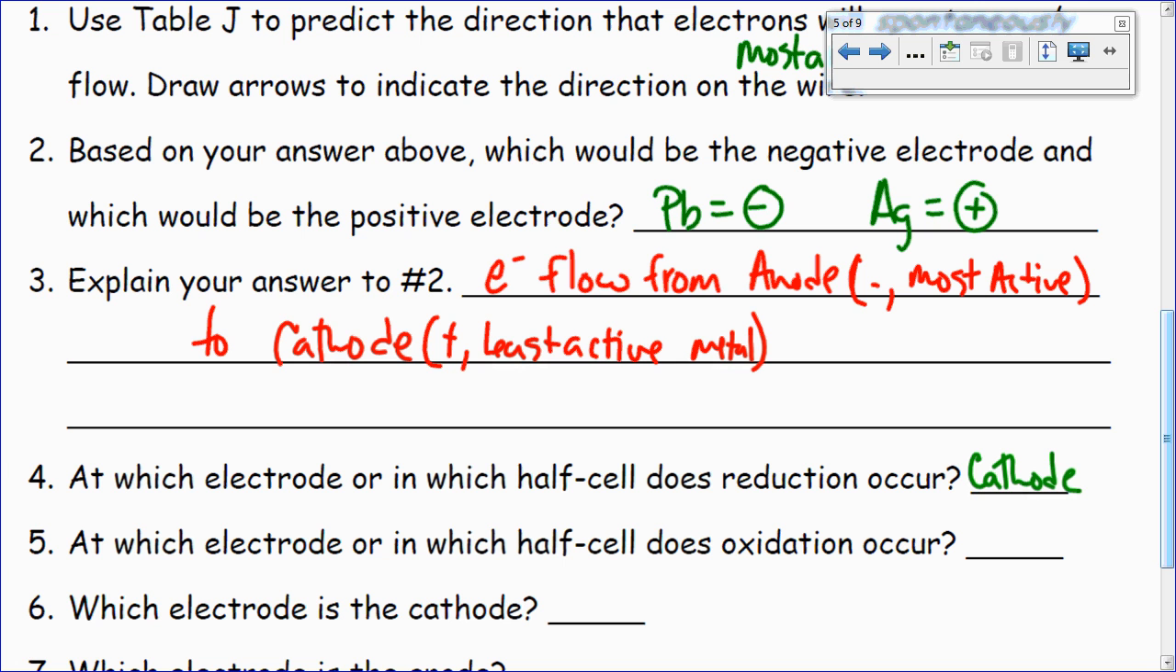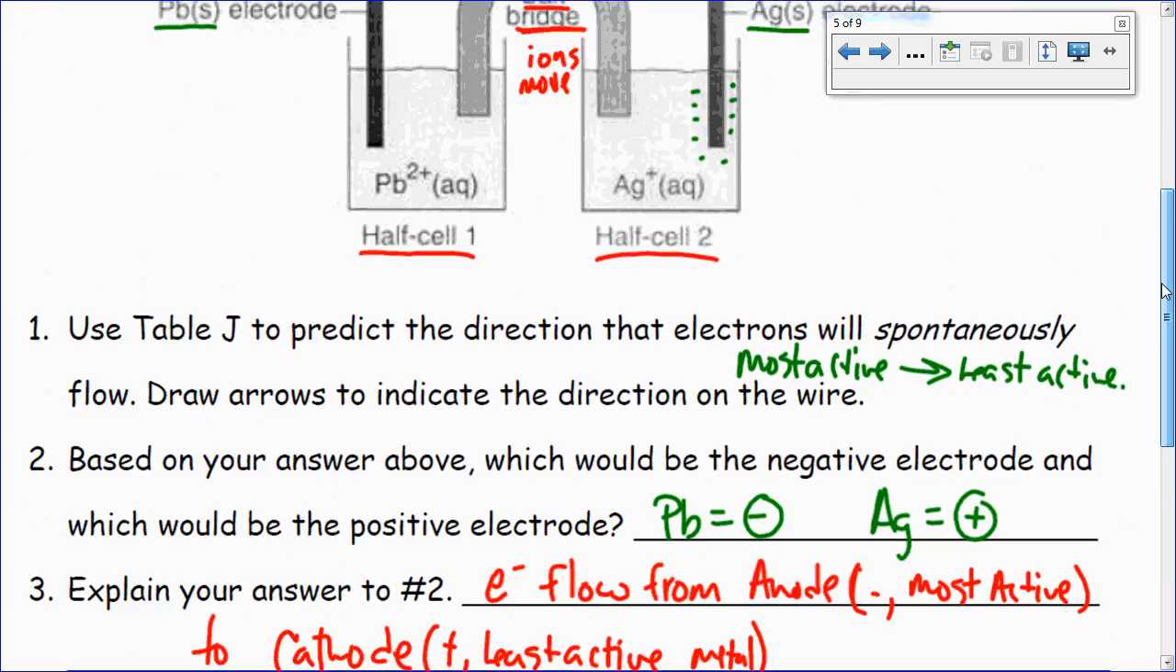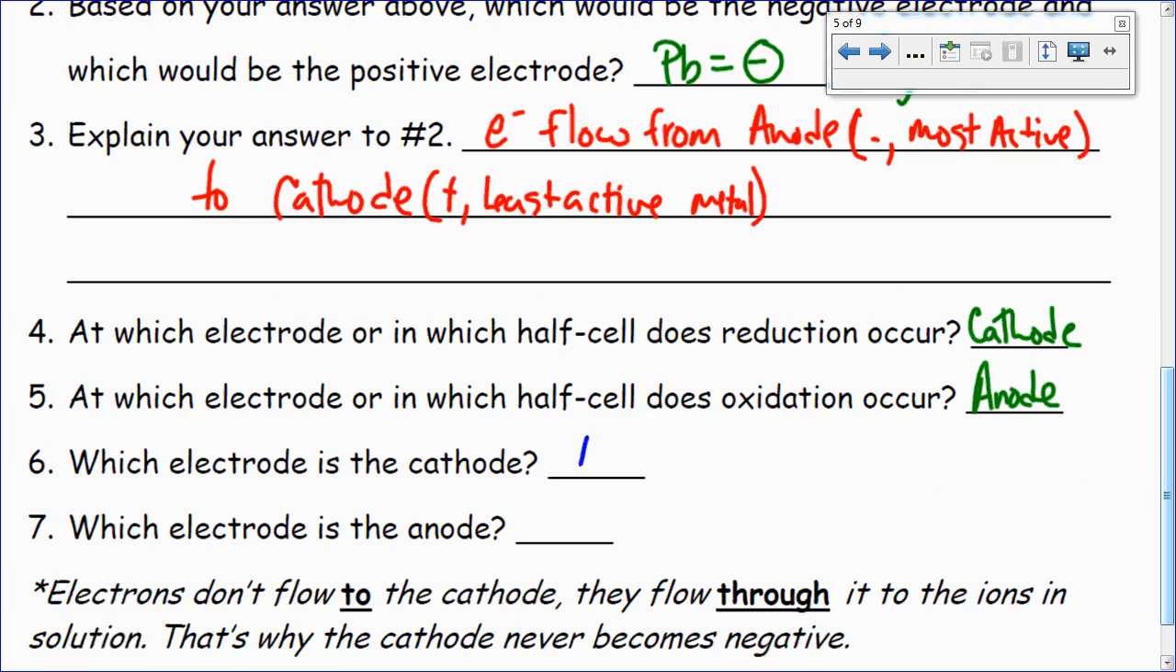At which electrode or in which half cell does oxidation occur? That is at the anode. An ox, red cat. Which electrode is the cathode? The cathode is the less active metal, so that's the Ag. And which one is the anode? That's the more active, that is the lead.